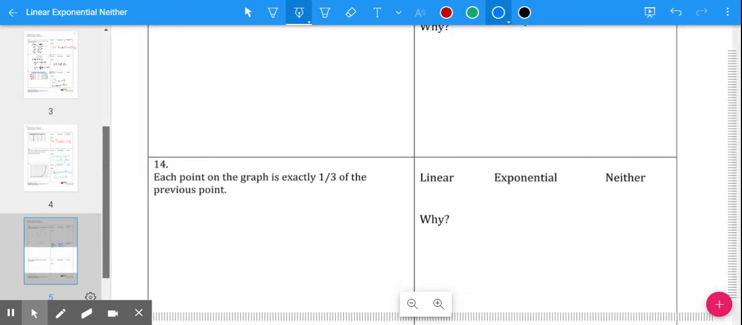So each point on the graph is exactly 1/3 of the previous point. So that means we are multiplying by 1/3, which is exponential decay.